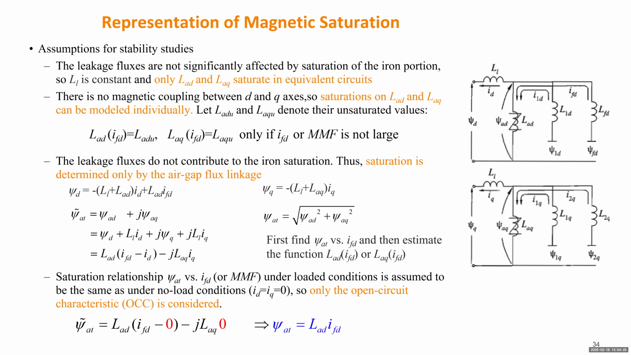Okay, so which means when we calculate the air gap flux linkage, we can assume ID and IQ both be 0. So that largely simplifies this equation. So eventually, air gap flux linkage is just proportional to the field current. And that coefficient will be LAD. So if IFD increases and LAD is saturated, the flux linkage will saturate.